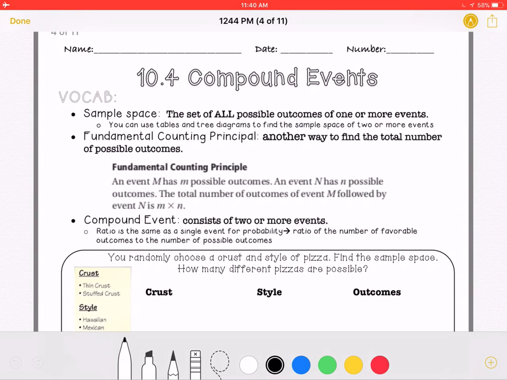All right, class, we're moving right along with chapter 10. We're going to move into lesson 4, compound events. So, a few vocab words I want to quickly go over.